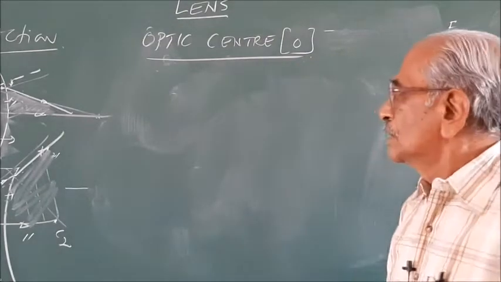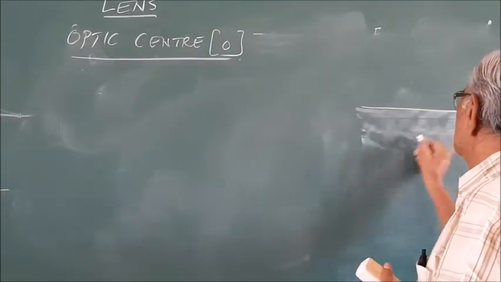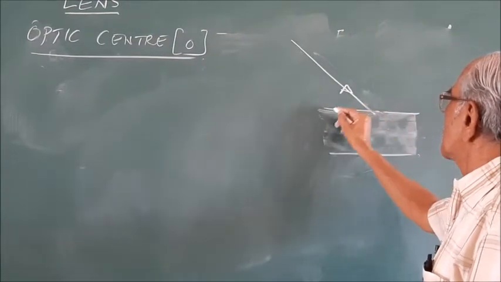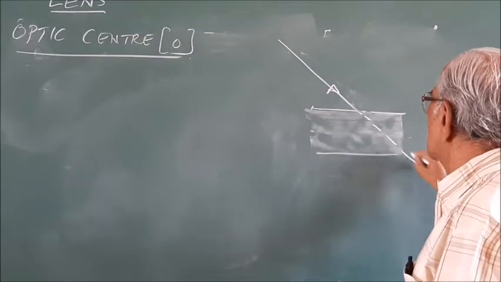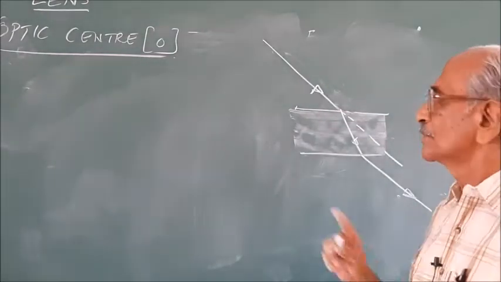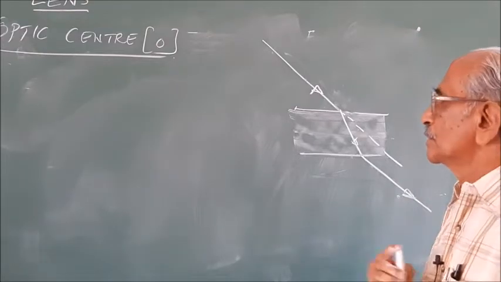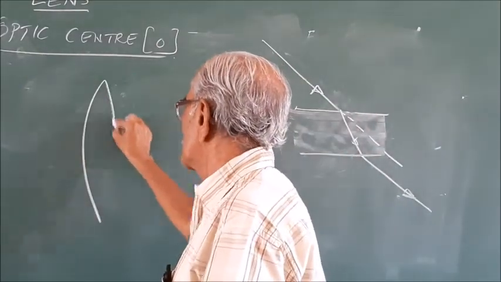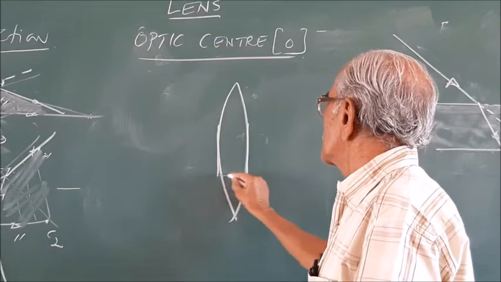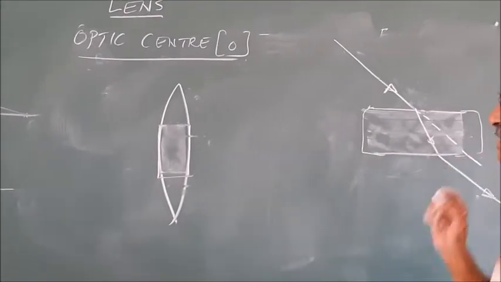Optic center. Now recollect what we have learned earlier, a parallel sided glass slab: a ray incident on one face does not go like this, it deviates like this. This is what we have seen. In the case of a parallel sided glass slab, light incident comes out in the same direction. Now observe, you have a lens, let us say a double convex lens. Notice that this part can be regarded as a parallel sided glass slab.